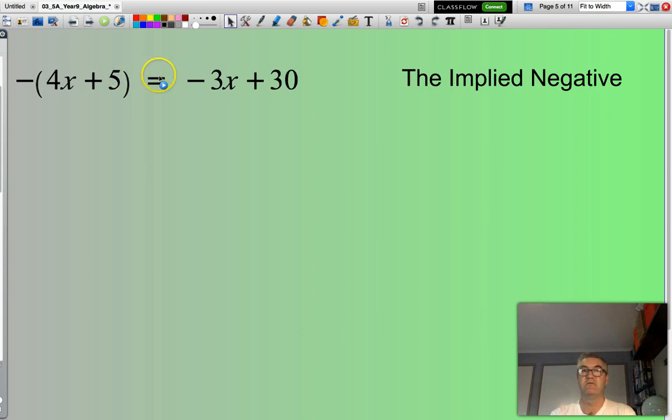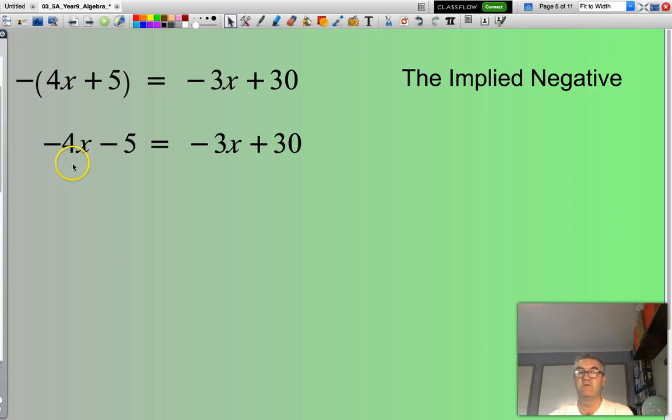Alright, so now to looking at some implied negatives. So there's an implied 1 here. So what I'm doing is multiplying everything that's inside the bracket with a negative 1. So by doing that, I'll end up with negative 4x minus 5.